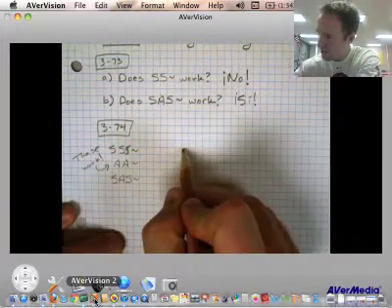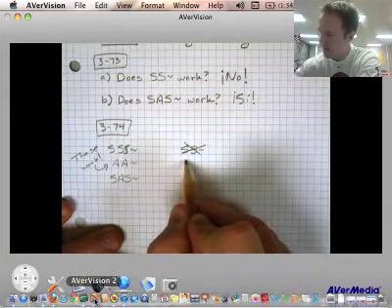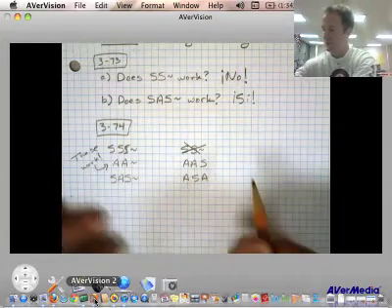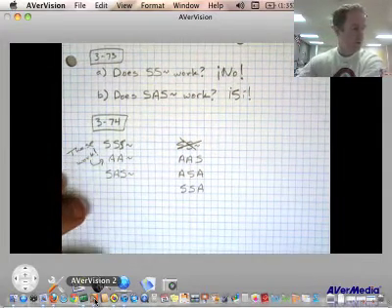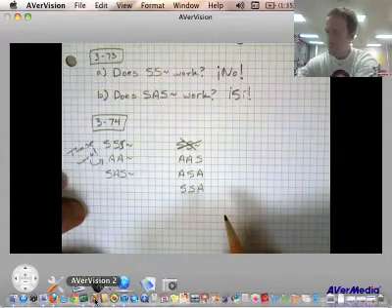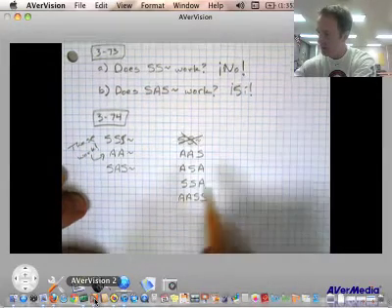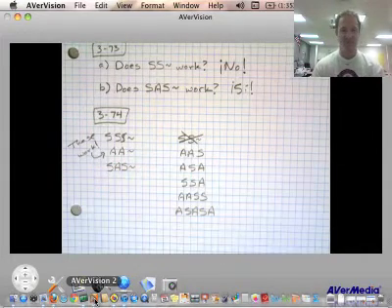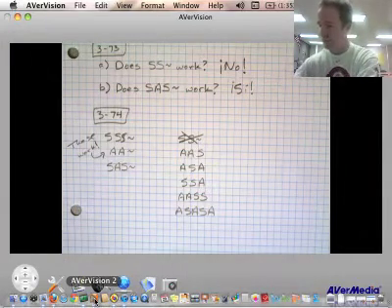We already saw that side doesn't work. What about angle-side? Angle-side-angle. Side-angle. Gosh, what else could we? How about angle-side-angle? I mean, there's lots of these that we could do. But let's take a look at these a little bit closer.